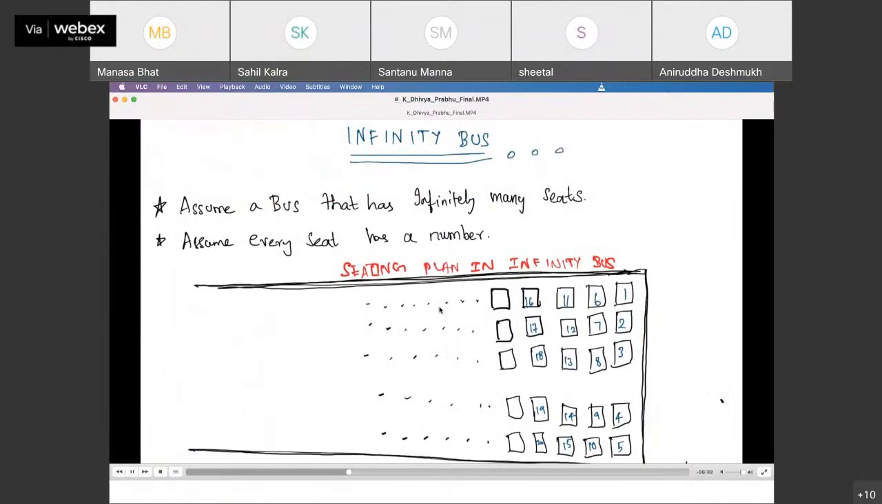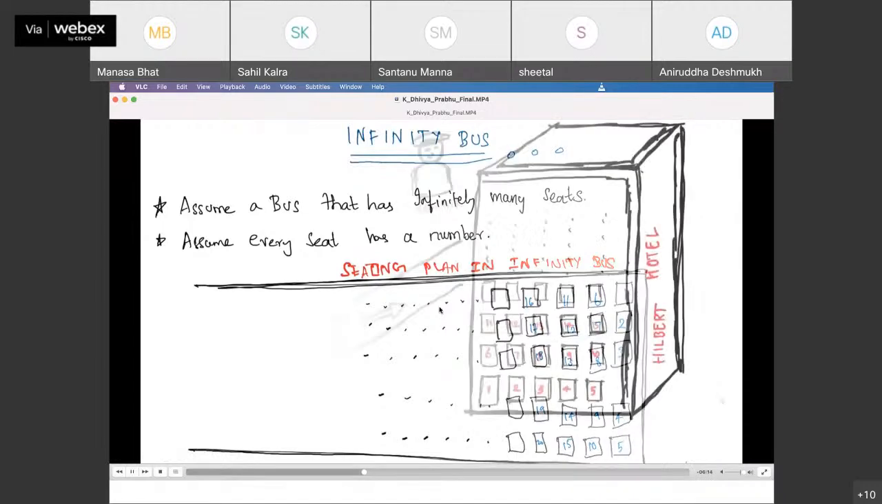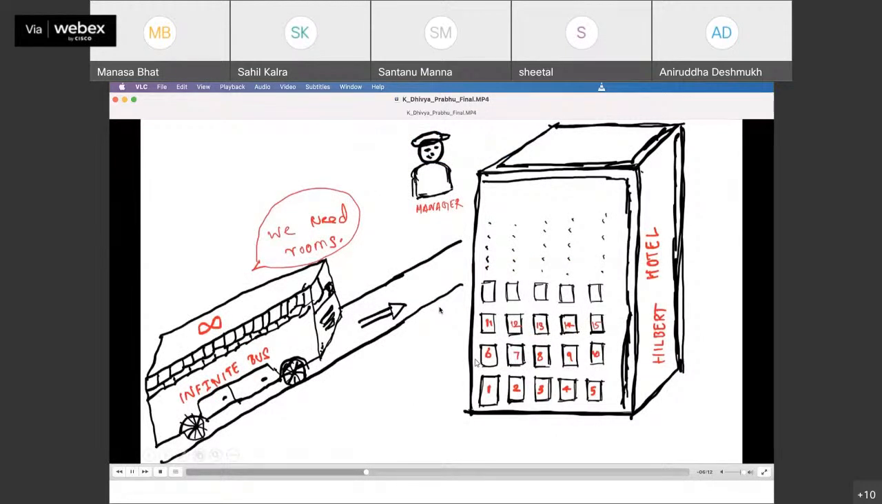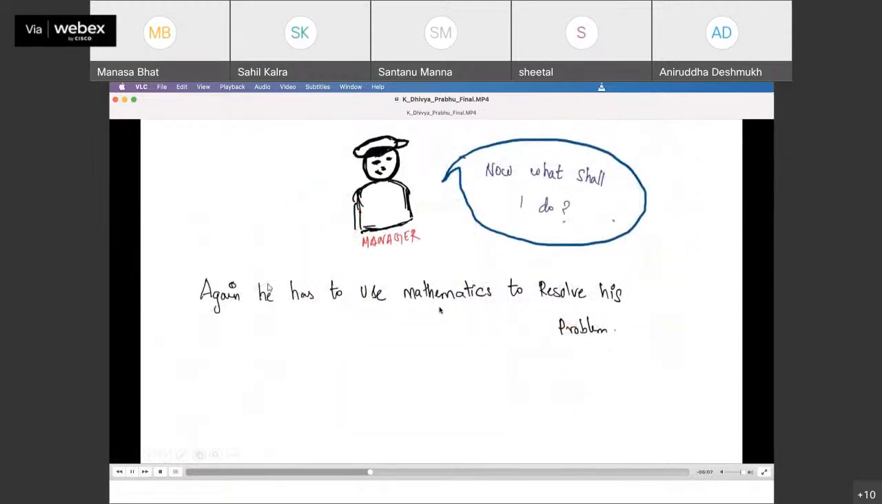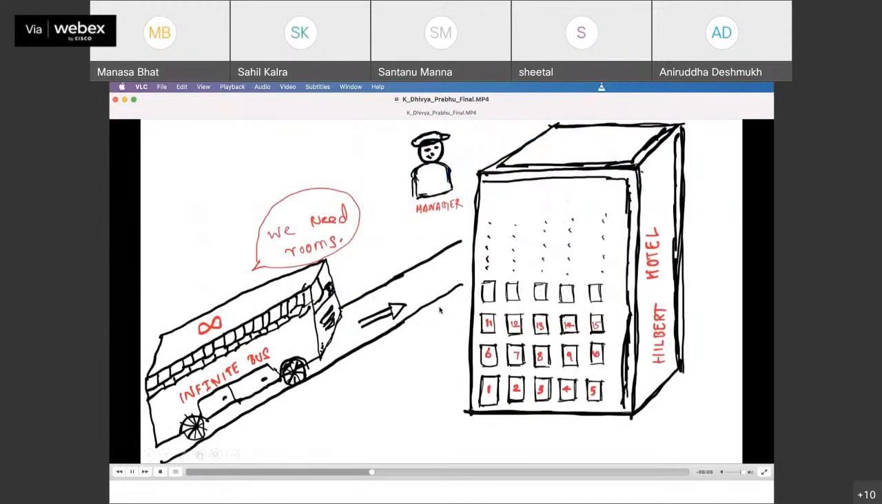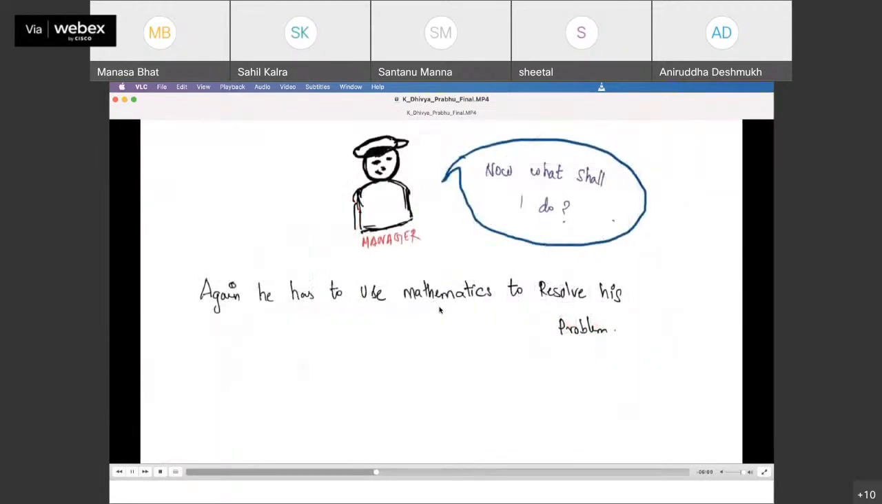Now one more thing. This is an infinite bus, called the infinity bus. This bus has infinitely many seats, and the seats are numbered: the first seat is numbered 1, 2, 3, and so on. Now the third problem is that this bus comes to the hotel and everybody is asking for a room. This bus is completely filled. There are infinitely many people in this bus. They are all asking for rooms. Now the manager is thinking, and he has to solve the problem.